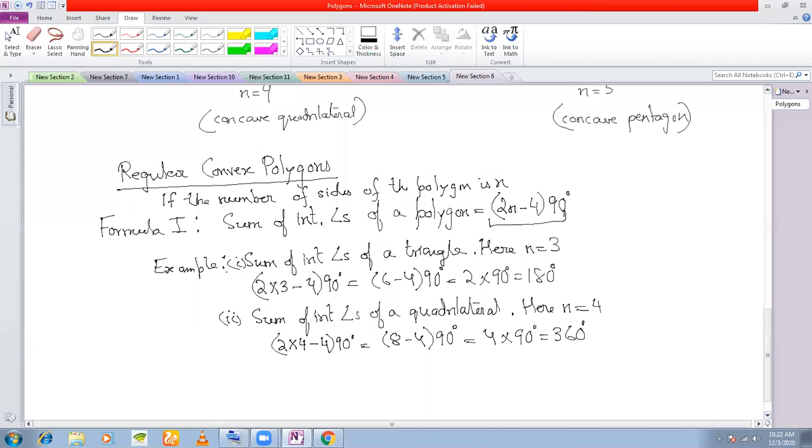Very, very important result. This you have already used. This we'll be using again. The sum of interior angles of a quadrilateral is 360 degrees.